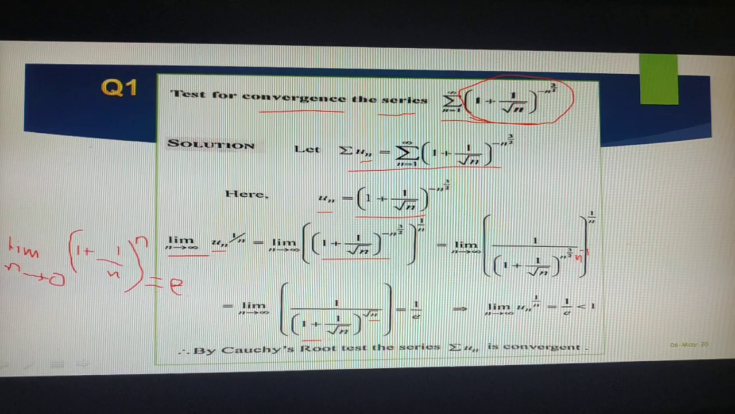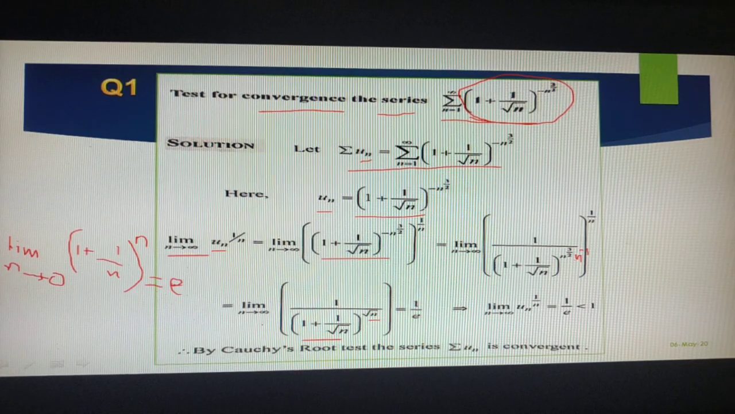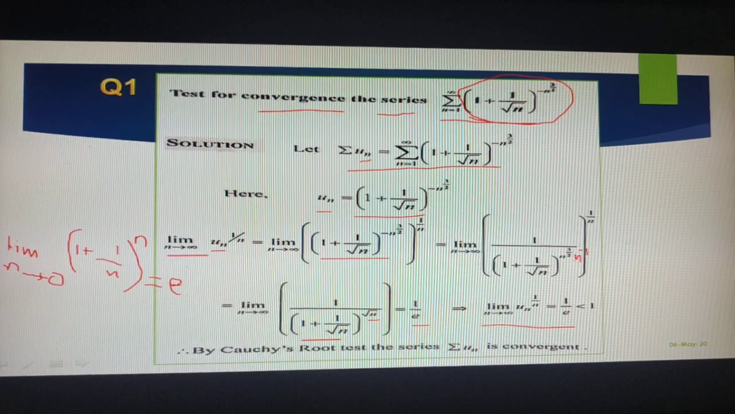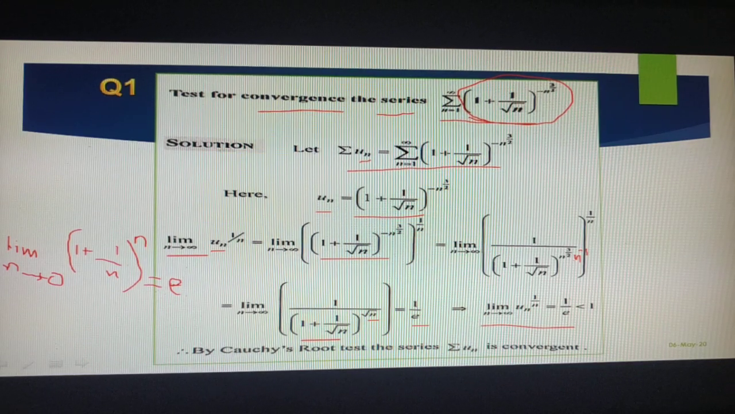So this is similar to 1 plus 1 by root n whole to the power of root n. If I apply the limit for the denominator and numerator separately, the numerator is constant, that is 1, and the denominator value is e. So the limit of the nth term, when I apply the root test, we got 1 by e. What is the value of e? As I just now said, it is 2.718. So 1 by 2.718 is lesser than 1 only, isn't it?